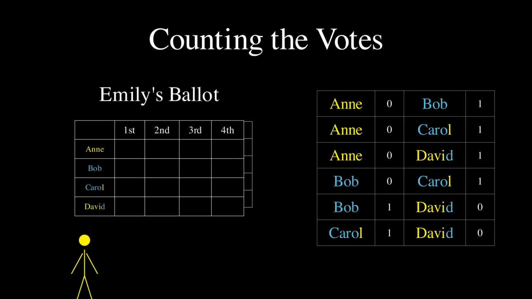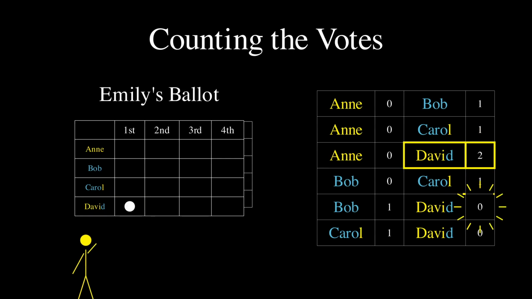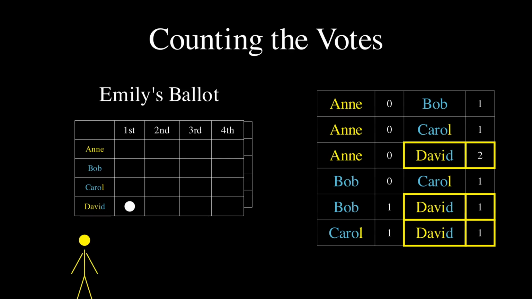Now we will follow Emily, a voter who prefers yellow candidates, to see how consensus voting allows her to have a say in the outcome. Emily's first choice is David, and that registers Emily's preference for David over Ann, Bob, and Carol. Ranking Ann as her second choice registers Emily's preference for Ann over Bob and Ann over Carol.